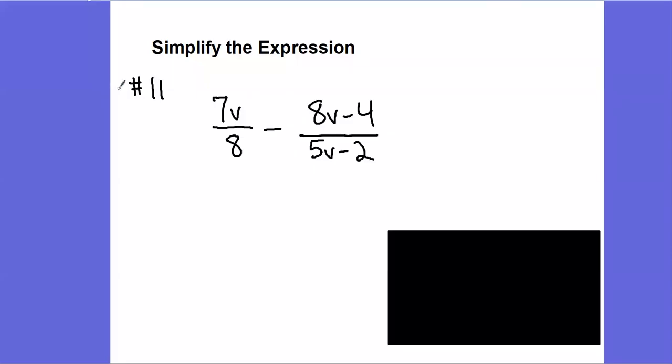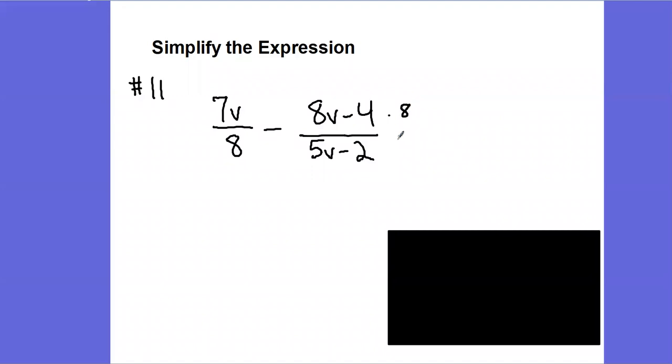All right, in this problem, we're going to take a look at 7v over 8 minus the quantity of 8v minus 4 all over the quantity of 5v minus 2. Anytime I subtract fractions, I need to have a common denominator. Notice that in this case, I do not. So I have this factor of 8 down here. I don't have a factor of 8 over here. And notice I can't factor anything out of this 5v minus 2.